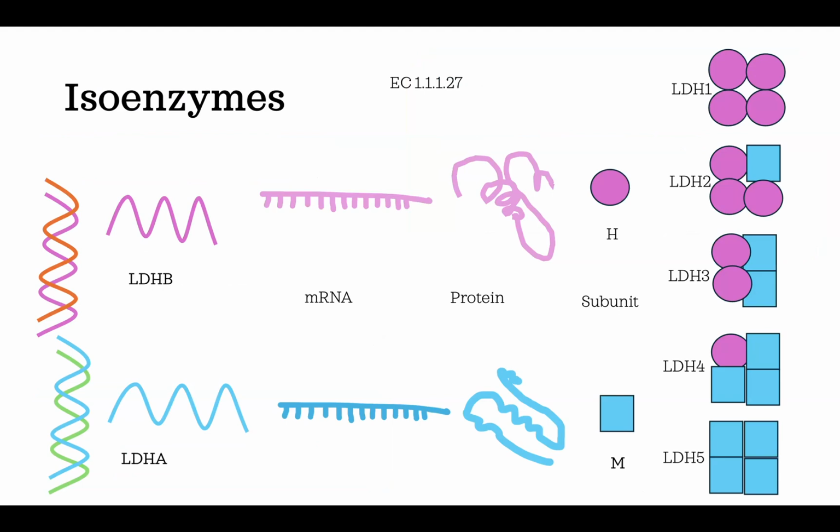On this slide, you can see the two different genes that encode LDH. You have the LDHB gene and the LDHA gene, and you have mRNA, and two different proteins are formed that form the H subunit and the M subunit. As you can see, different combinations of subunits give rise to the 5 isoenzymes of LDH. For instance, LDH1 in the top right corner is made of 4 H subunits. LDH2 is made of 3 H subunits and 1 M subunit. LDH3 is made of 2 H subunits and 2 M subunits. LDH4 is made of 1 H subunit and 3 M subunits, and LDH5 is made of 4 M subunits.